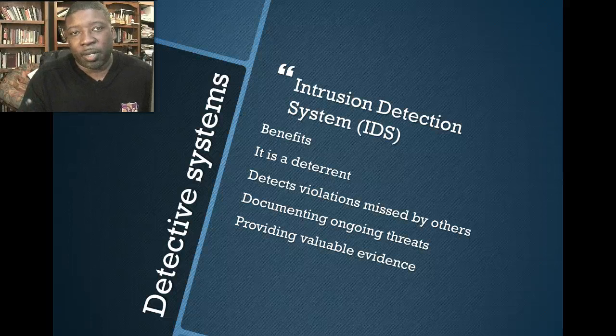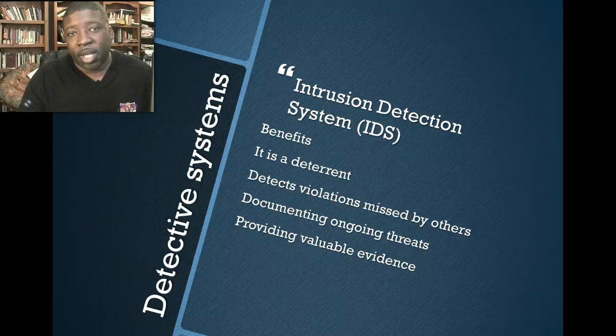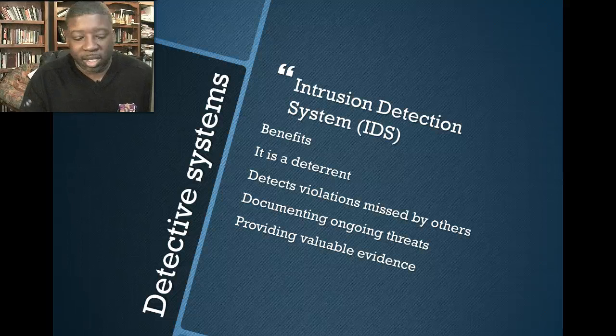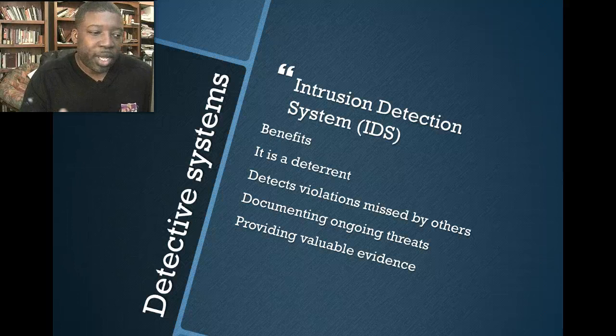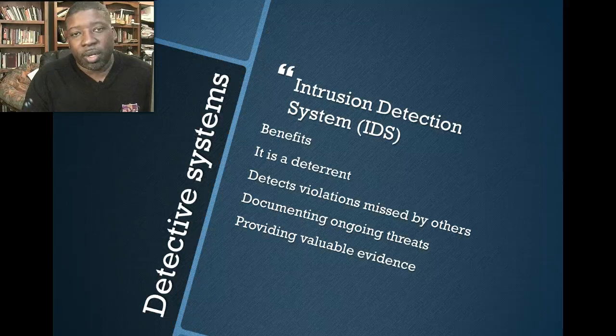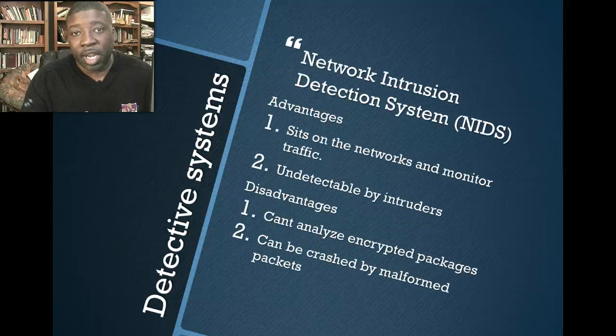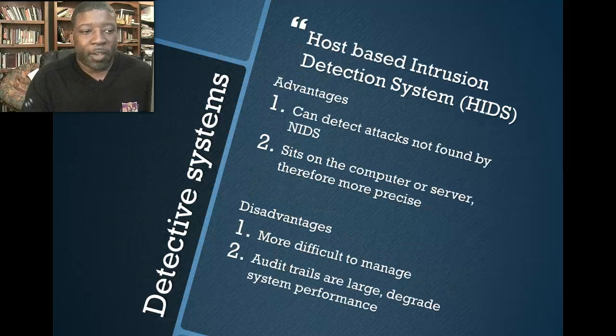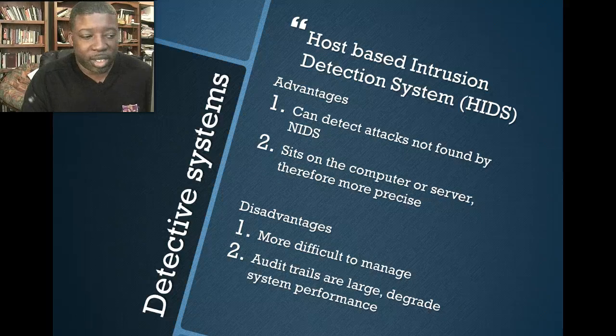If an intruder does his reconnaissance on your network, and they determine that you have an IDS, it can be a deterrent, and they may say, you know what, I'm not even going to try this network because I know they have an IDS. So in that case, it's a deterrent. It detects violations missed by others, and it can document ongoing threats. And if it's on the network, it's a network intrusion detection system, right? It sits on the network. If it's on your computer, it's a host intrusion detection system.